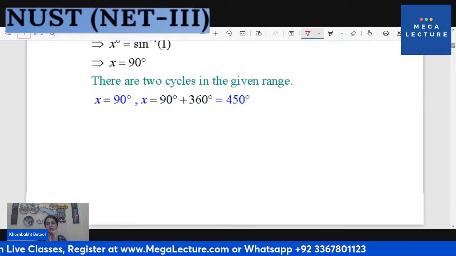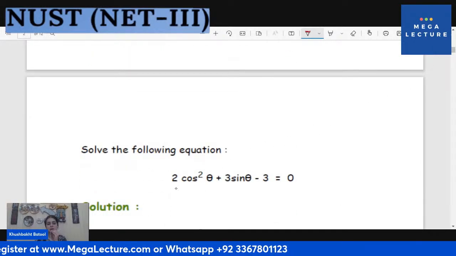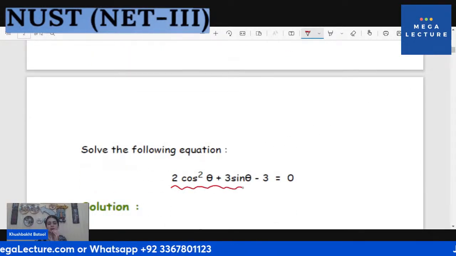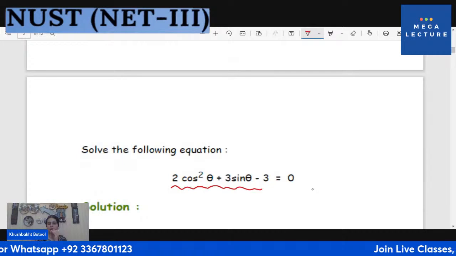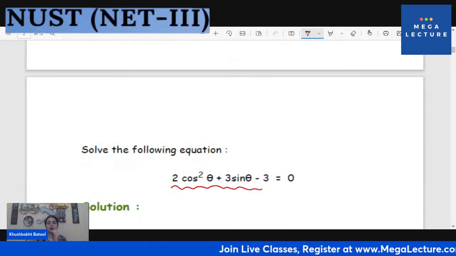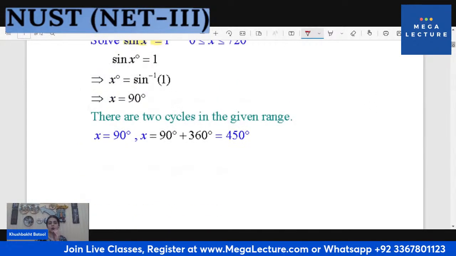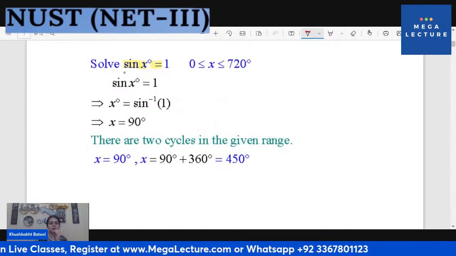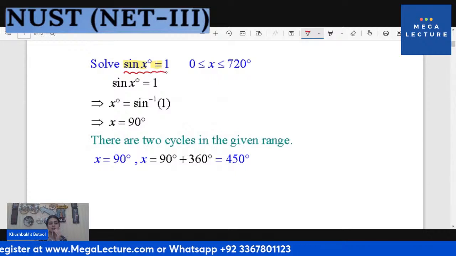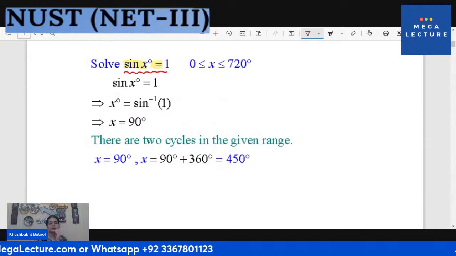But for example, let's say you have a question of this type. Initially it is complicated. You'll do some working, we'll use some identities, we'll find a basic equation, and then I'll tell you how to solve the basic equation. So this is how any basic trigonometry question or any basic equation looks like.